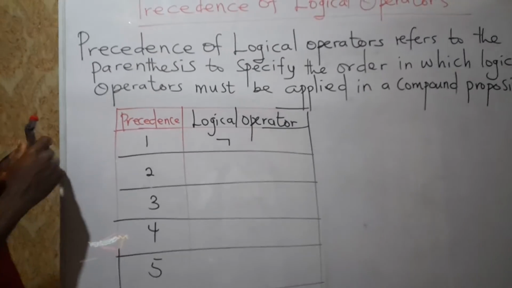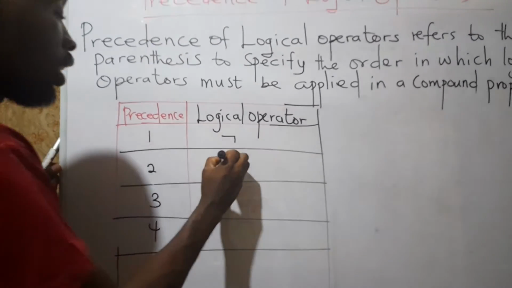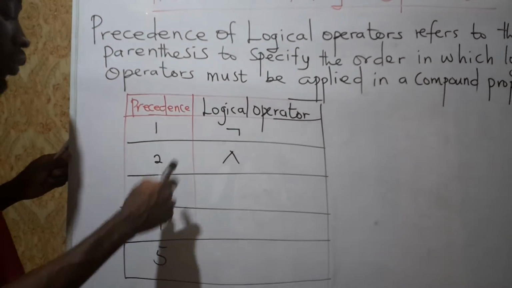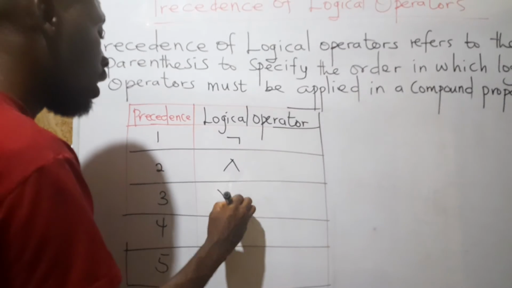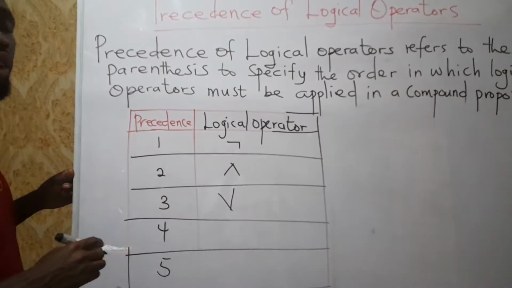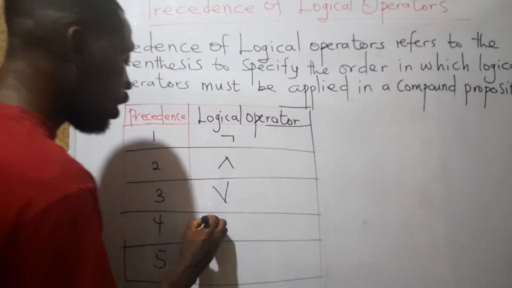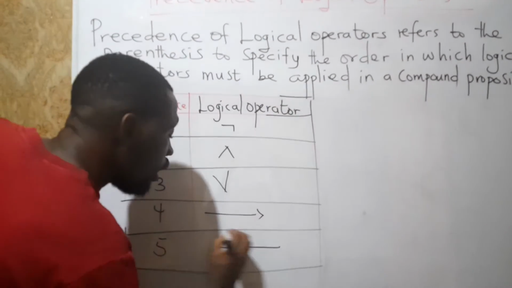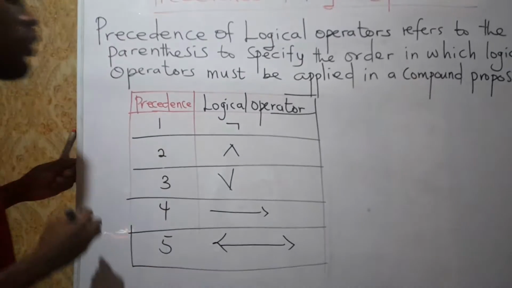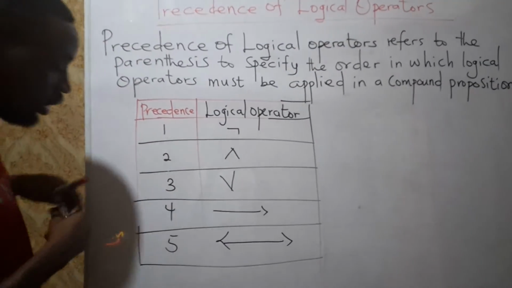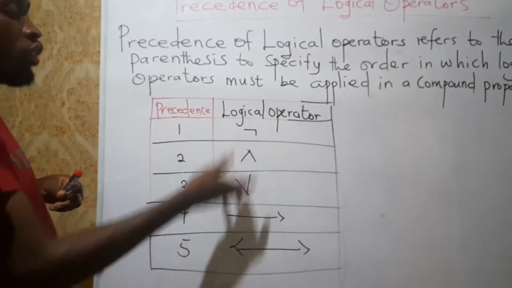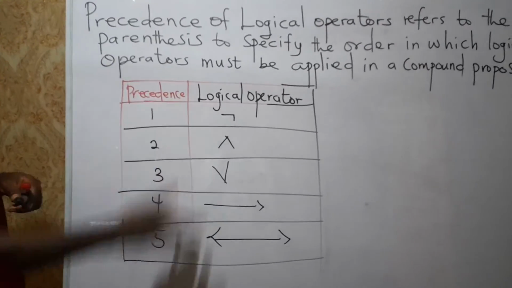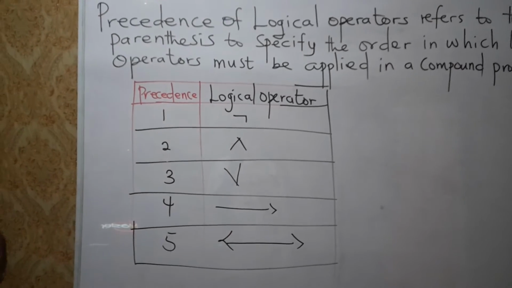The second one that must come is the conjunction statement. Very, very important. The third precedence is the disjunction statement. Then the fourth one is the conditional statement. And the fifth one is the biconditional statement. So let's say in an objective, they can ask us which of these logical operators must come first in a compound proposition? I hope you know the answer by now.